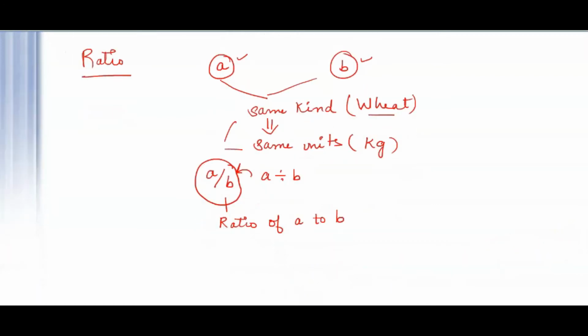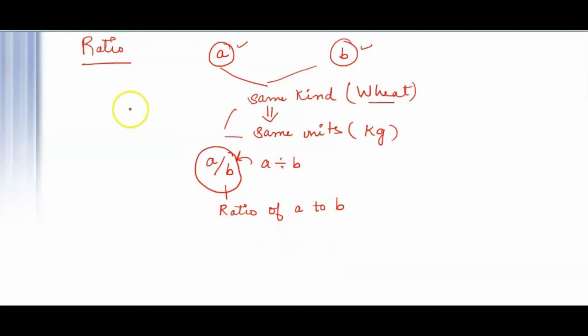It can also be written in the ratio format as A is to B, with this colon part. As I write here, A to B, I read it as A is to B, to talk about the ratio.